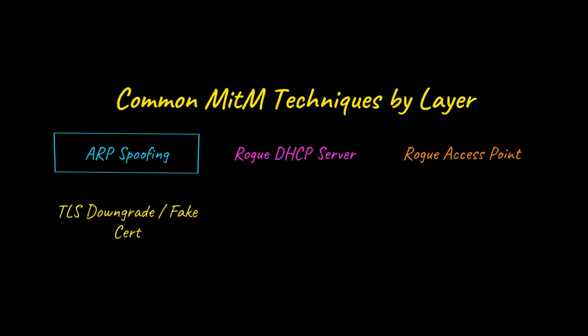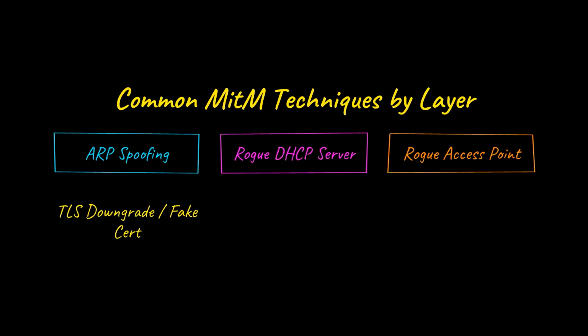The mechanism varies by layer. At the data link layer, ARP spoofing poisons address tables. At the network layer, a rogue DHCP server advertises the attacker as the gateway. At the wireless layer, a rogue access point mimics a trusted network name.